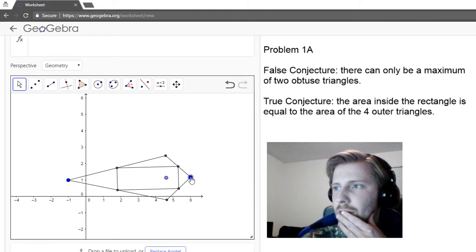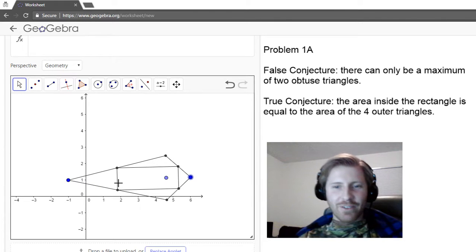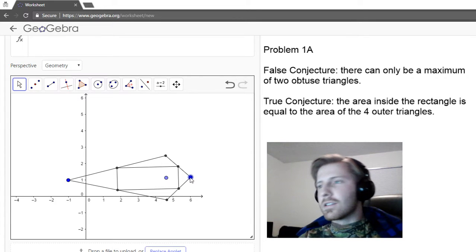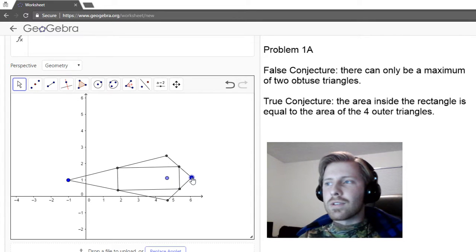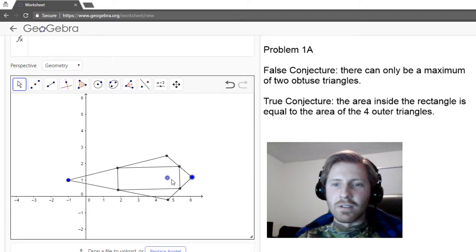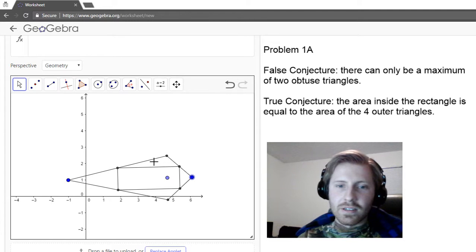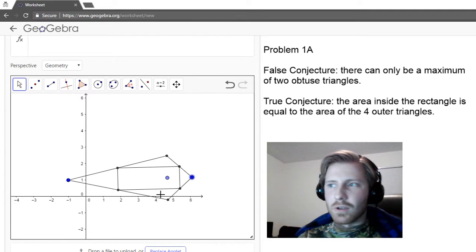So, first things first, let's talk about the false conjecture. At first glance, it could seem like our triangles that are created on the outside of the rectangle could have only a maximum of 2 obtuse triangles. In this current configuration, the 2 apparent obtuse triangles are the 2 congruent ones.